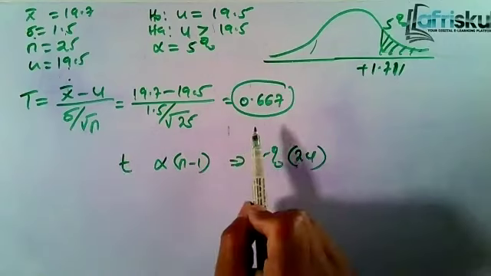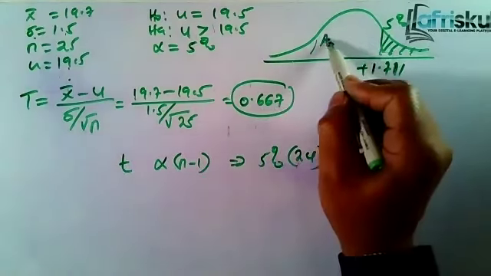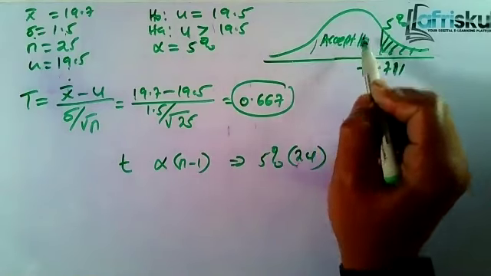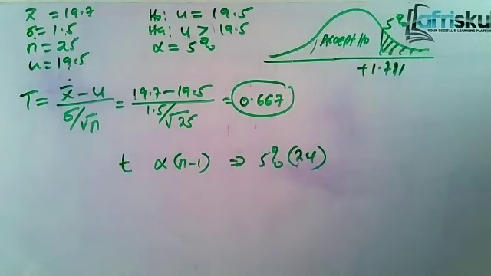The T calculated, which is 0.667. Does it fall in between the acceptance region ama iko kwa rejection region. So that's the decision you just need to make. Should we accept? Should we reject?